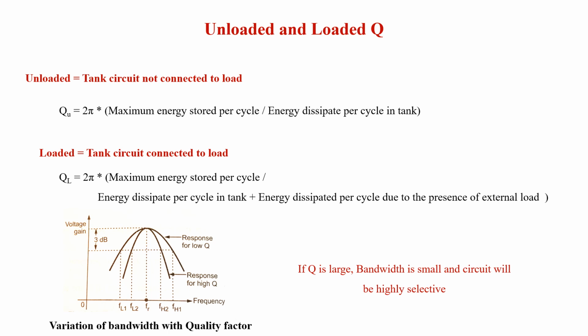If we see how the quality factor varies with bandwidth, you can see that if you have a low Q response, the bandwidth is very wide, whereas for a high Q system, the bandwidth is very limited or narrow, and it tends to be highly selective to the application of interest. So it is always better to have a higher Q when we construct any tuned amplifier circuit.